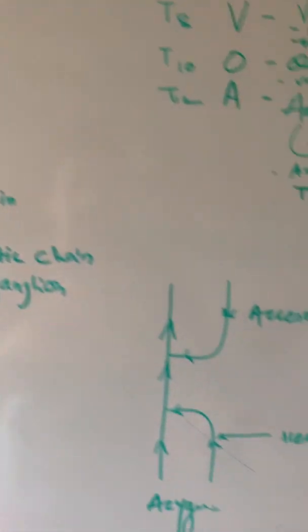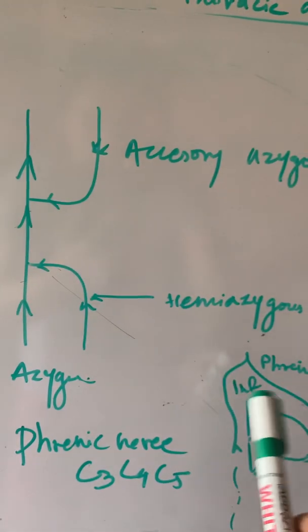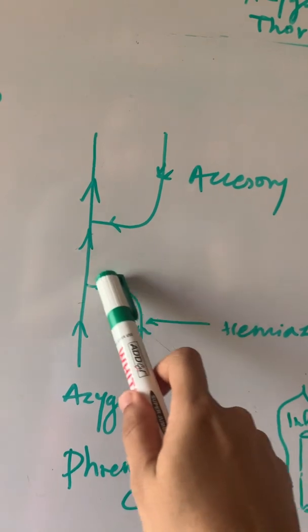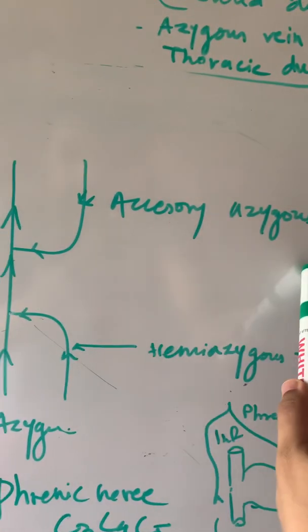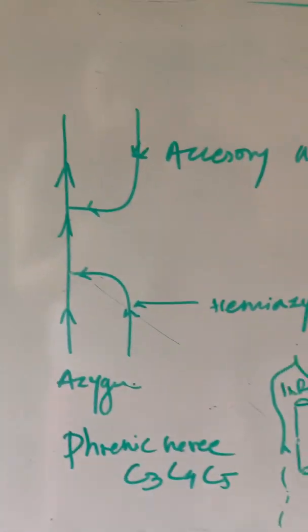There is another thing I have to discuss. This is the azygous vein. There is one hemiazygous vein which passes like this and it meets here again. There is one accessory azygous vein which meets like this. So this is actually the structure of the azygous vein.